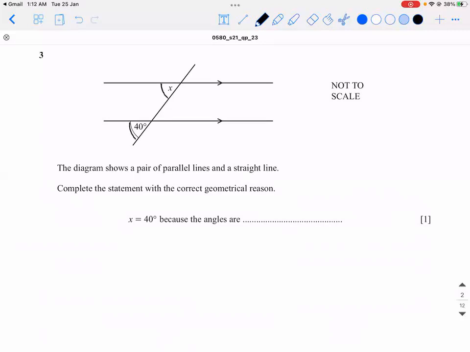Is that alternate interior angles, or is that corresponding angles? What is that? The corresponding angles. So x is equal to 40 because the angles are corresponding, correct? So there is a rule in parallel lines. So angles are corresponding. That is the idea about this question.